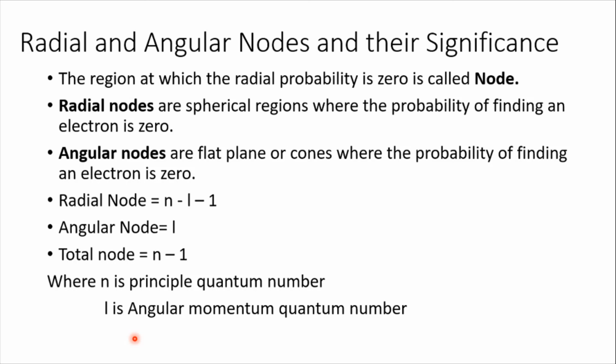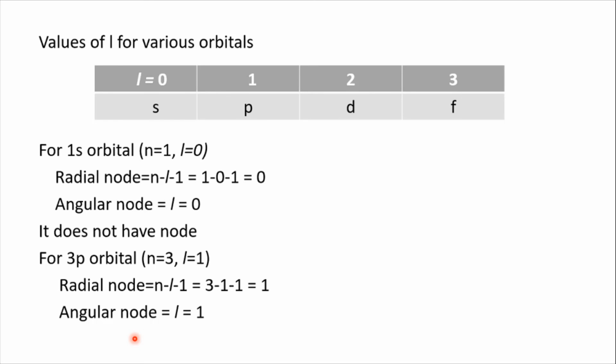Radial node is equal to n minus l minus 1, where n and l are the principal quantum number and the angular momentum quantum number, that is the azimuthal quantum number. Radial node is equal to n minus l minus 1, angular node is equal to l, total node is equal to n minus 1. So here we are discussing some examples. For the 1s orbital, n is equal to 1, l is equal to 0. In this table, l equal to 0 is the s orbital, 1 is p, 2 is d, 3 is f orbital.